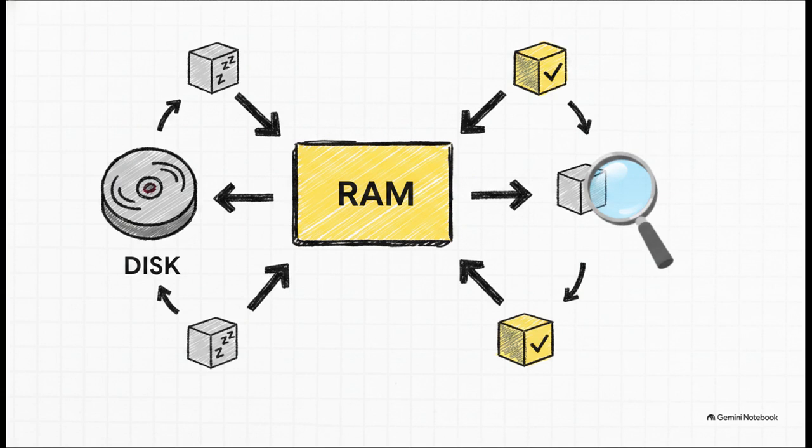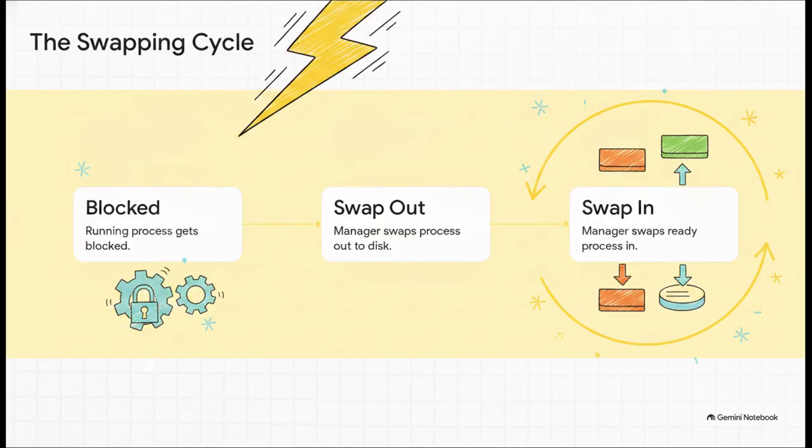When the main memory gets completely full, the operating system grabs an idle or blocked process and temporarily moves it out of the RAM and onto the backing store, which is your disk. This instantly frees up space, allowing a ready process to take its place and execute. This builds into a continuous, lightning-fast cycle.